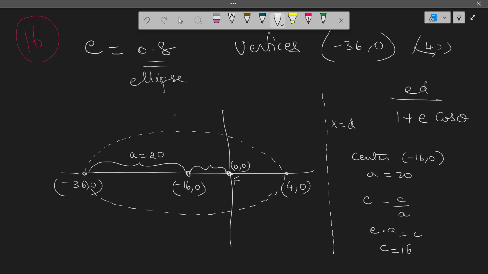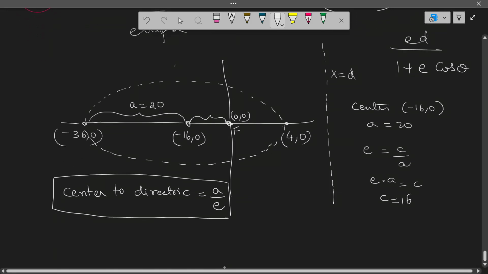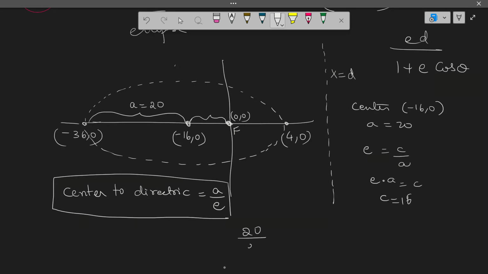Now do remember there is another formula that we will need here. If this distance is given, you can actually find out how far the directrix is. The formula from the center to directrix is given as A by E. So please do remember this. The center to directrix is always going to be a ratio of A by E. Did we find A? Yes, we did. Do we have E? Yes, we do. So it's 20 by E, which is 0.8. So 20 divided by 0.8 is 25.